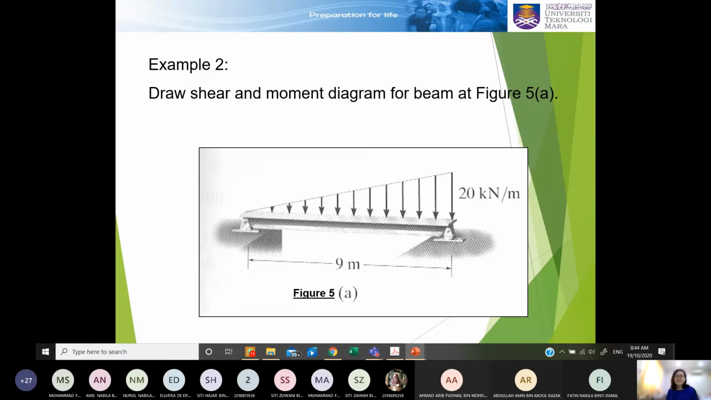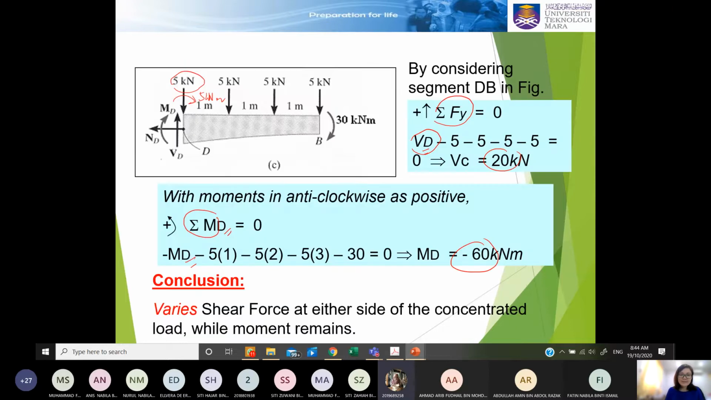All right, I would like to ask Madam: is it okay if VC has two different values? So the answer is two different values. Yes, correct. The answer is two different values. So when you draw the shear force diagram later, at that particular point, you are going to have two values.